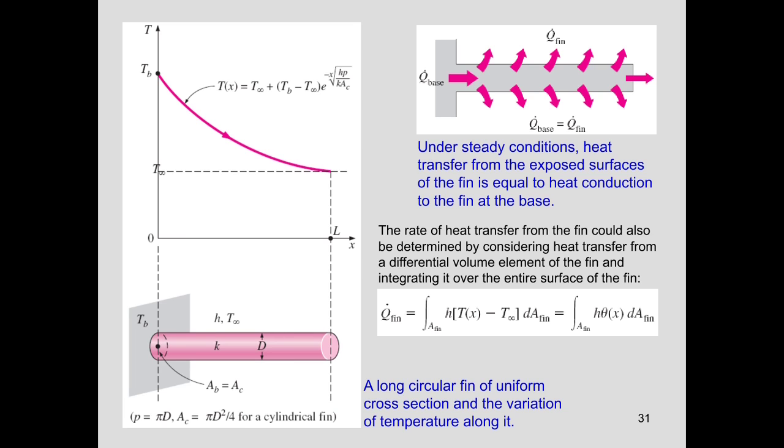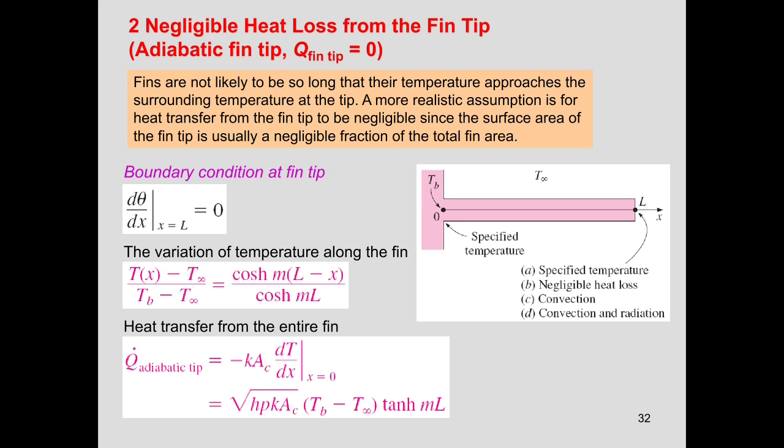Now the second concept is negligible heat loss from the fin tip, or we can say adiabatic fin tip, where Q fin tip is equal to 0. That means from the fin tip no heat transfer takes place. Fins are not likely to be so long that their temperature approaches the surrounding temperature at the tip. A more realistic assumption is for the heat transfer from the fin tip to be negligible, since the surface area of the fin tip is usually a negligible fraction of the total fin area.